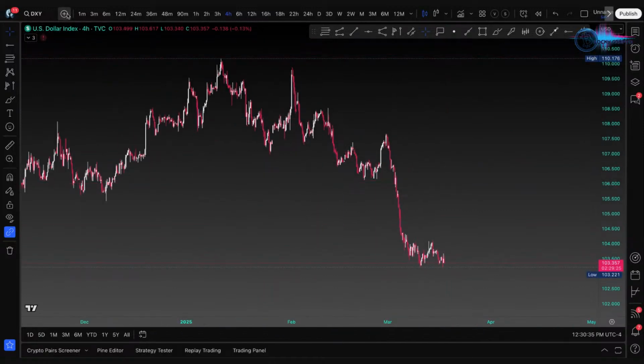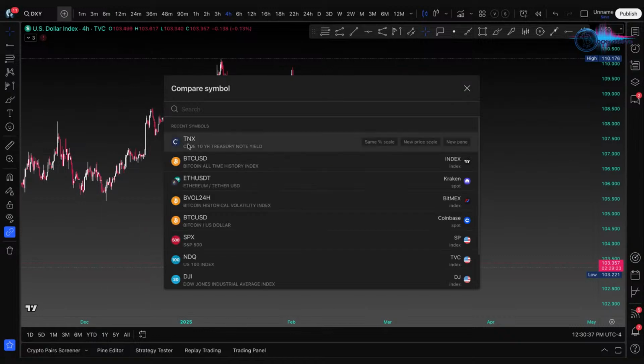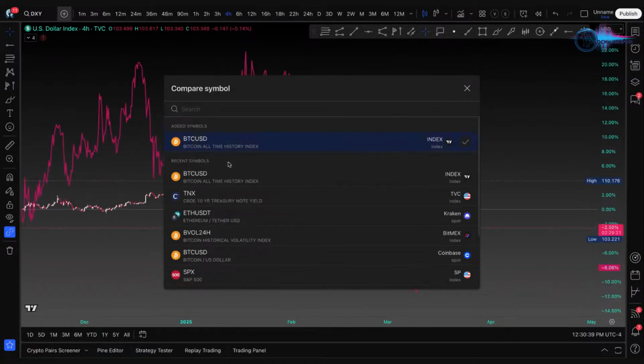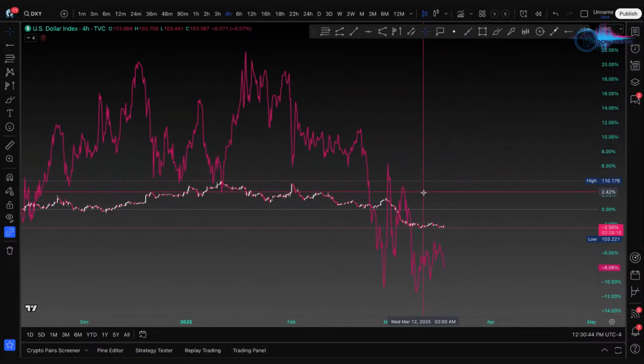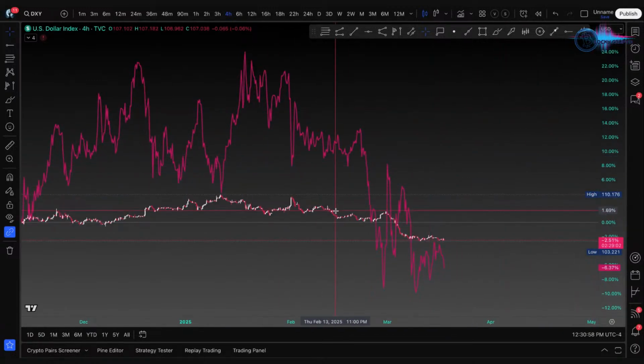If we did a comparison, let's do Bitcoin overlaid on top. All right, so this is Bitcoin's price in the red here, or pink, whatever you want to call it. And that's DXY right here.